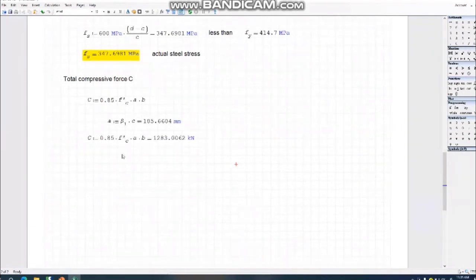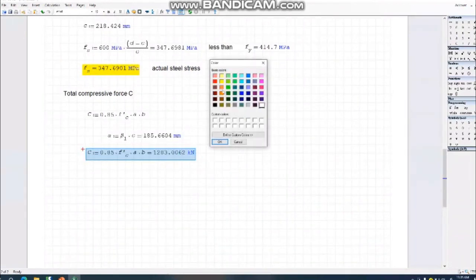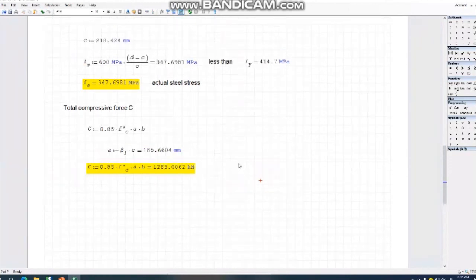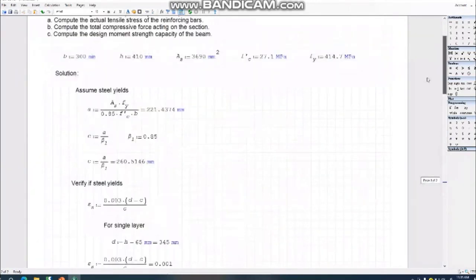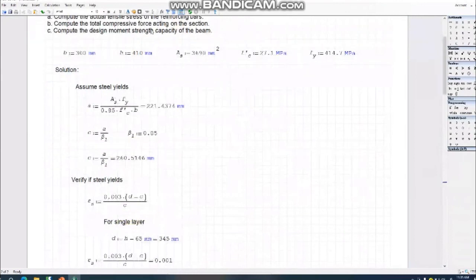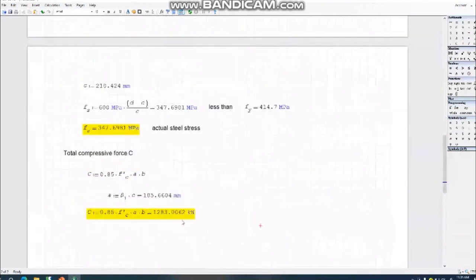Okay, so mali nga itong C. This is the compressive force C. Ito yung answer sa next. Okay, so mali answer dire. Total compressive force acting on the section C.